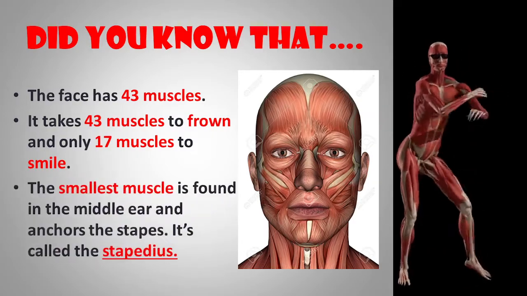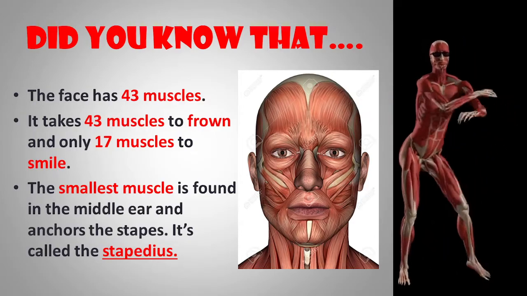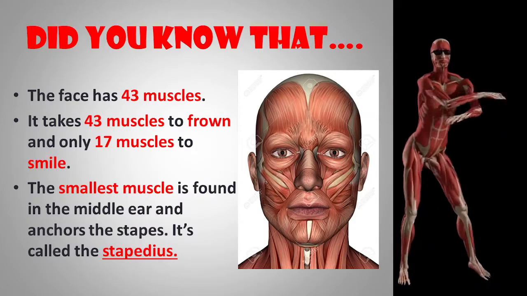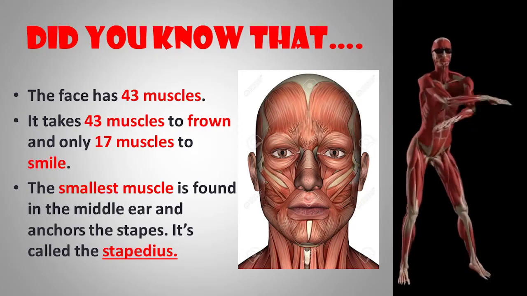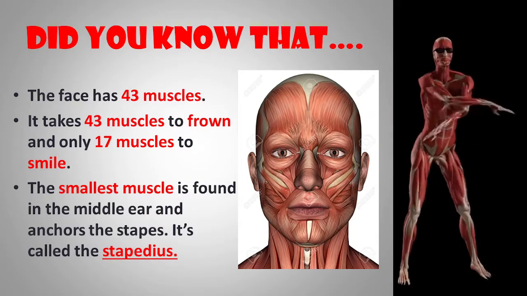Okay, next. The smallest muscle is found in the middle ear, and it anchors the stapes, which is the smallest bone of the body. So the smallest muscle is also attached to the smallest bone, which is found in the middle ear. And this is called the stapedius.